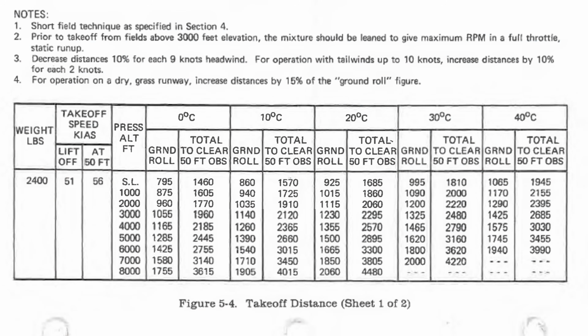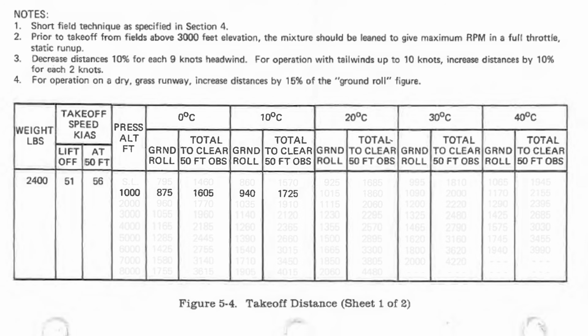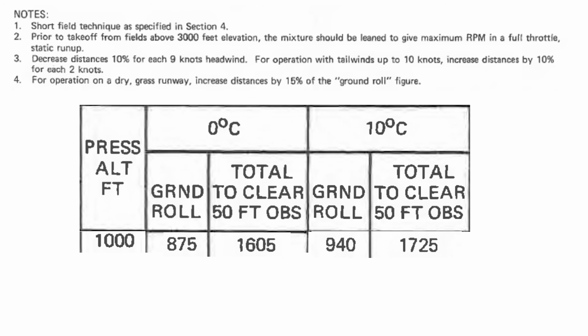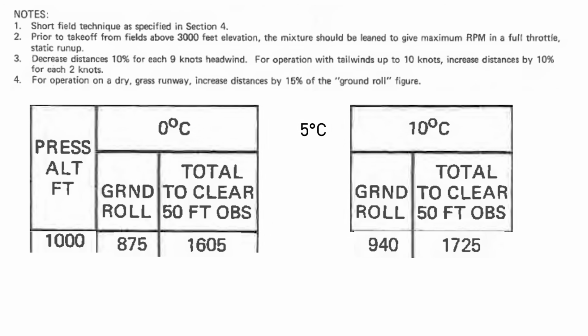So looking at the chart, we want the figures for 1,000 feet, but since there's no column for 5 Celsius, we'll look at both the 0 and 10 degrees. For each temperature, there's a figure for the ground roll required, and a figure for the total distance to lift off and then clear a 50-foot obstacle. That's what we're interested in calculating, but as you'll see, we need both figures. Now, because there's no 5-degree column, we'll need to interpolate between 0 and 10 degrees. 5 degrees is right in the middle of those two.